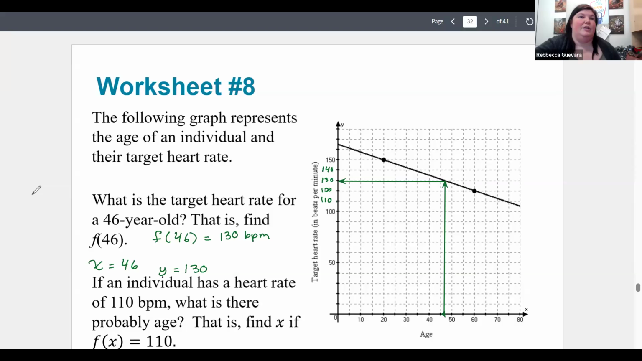Okay, so here we have an individual heart rate, so we know what the y is. We want to know what is the probable age. So we know that y is 110. We want to figure out what x is. Forget about here. So as long as you got close to this, it's about 75. So x is approximately 75. So f of 75 is going to be 110 beats per minute.